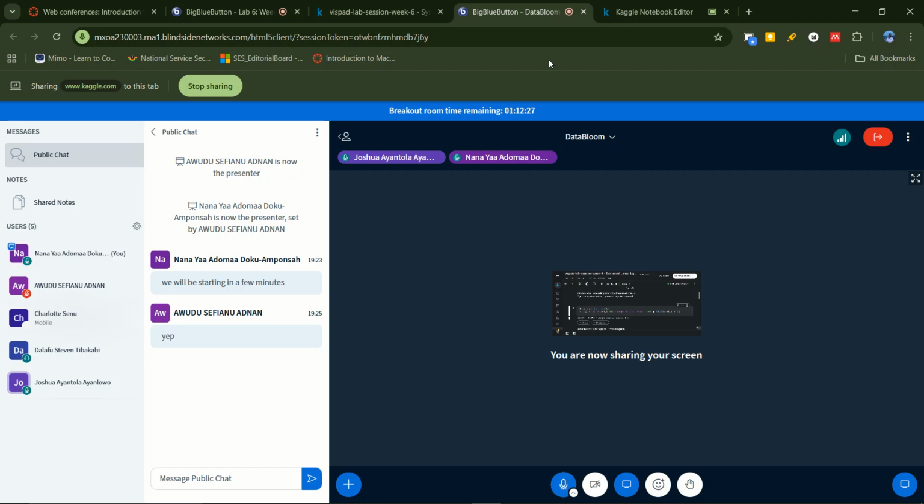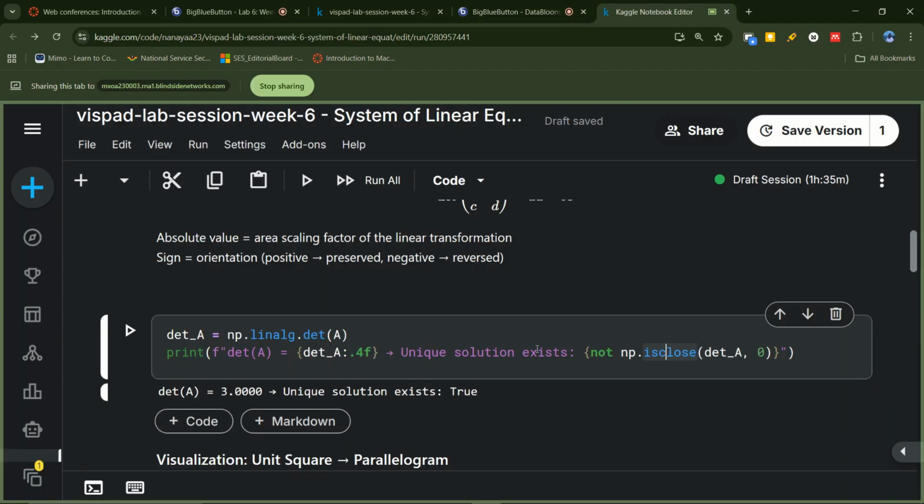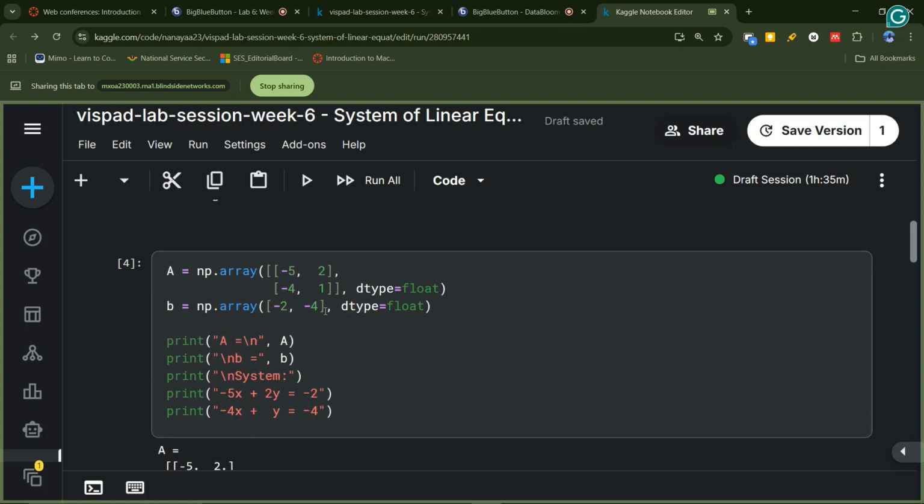Okay, then let me explain it again. So I was saying that this particular line of code, this very first one, is the expression NumPy uses to calculate the determinant of your matrix. And you remember we defined the matrix A over here in this cell as -5, 2, -4, 1.